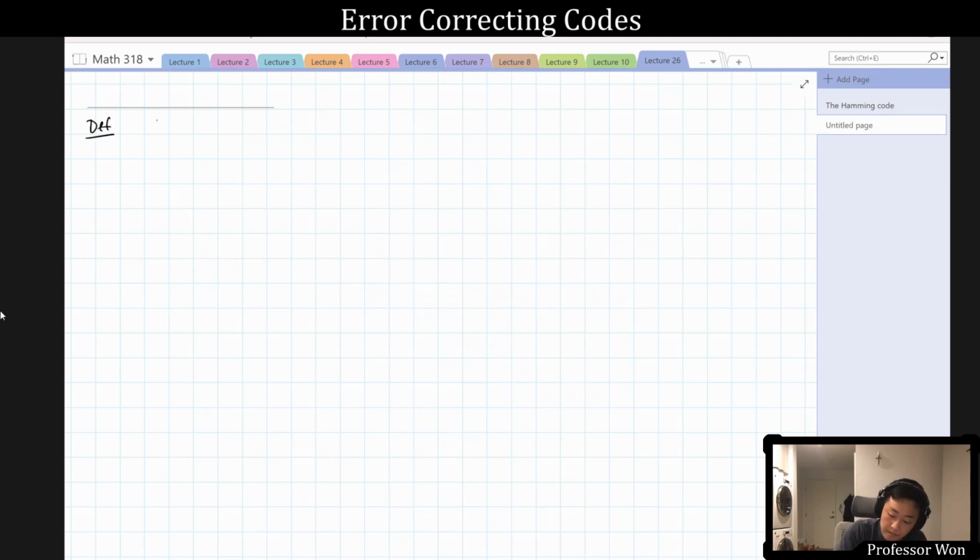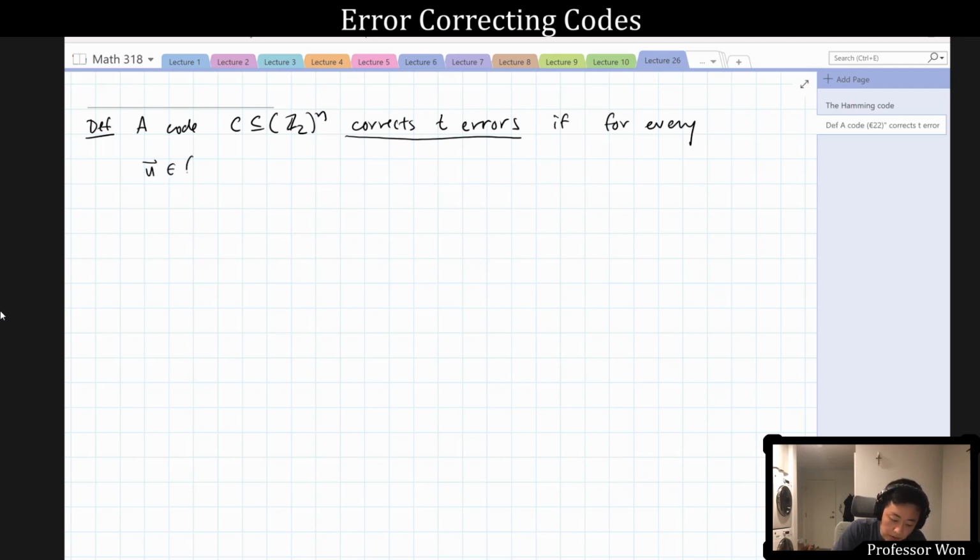Definition. A code C in Z_2^n, we say that it corrects t errors if for every vector u in Z_2^n, there is at most one vector in C that's within distance t of u.